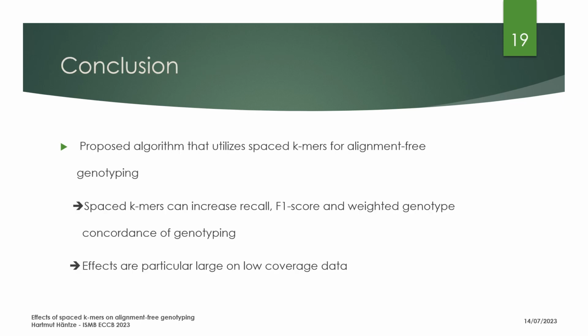To sum it up, in our article, we proposed an algorithm that utilizes spaced k-mers for alignment-free genotyping, and we believe we are the first ones that did that with exact k-mer matching. Our spaced k-mers could increase recall, F1 score, and weighted genotype concordance of genotyping. The effects are particularly large on low coverage data, so we recommend using spaced k-mers, especially on this kind of data. And we believe they can be a valuable technique for improving alignment-free genotyping.